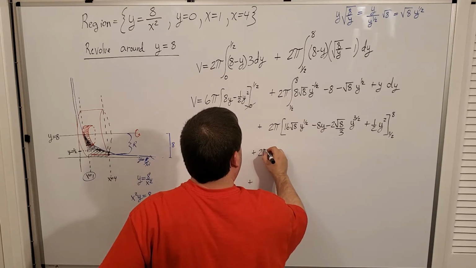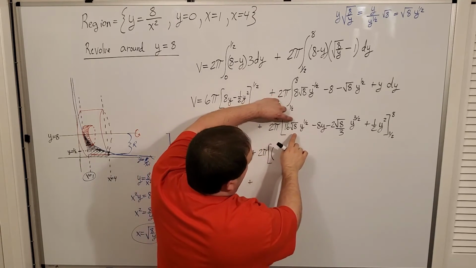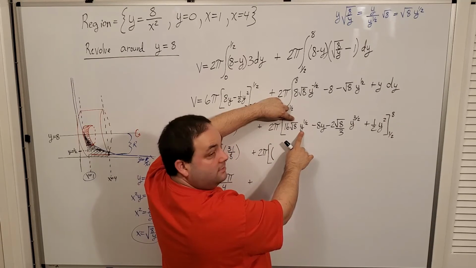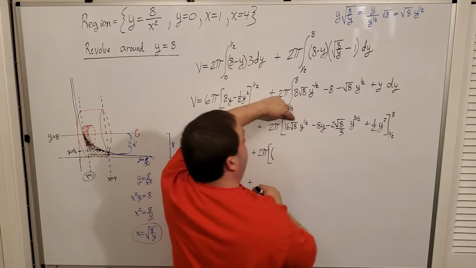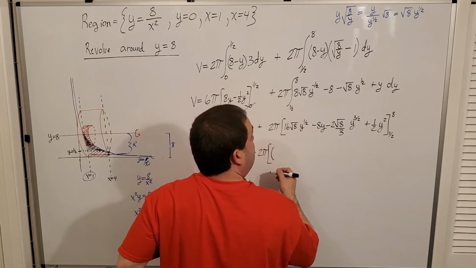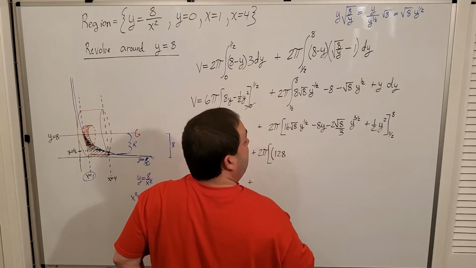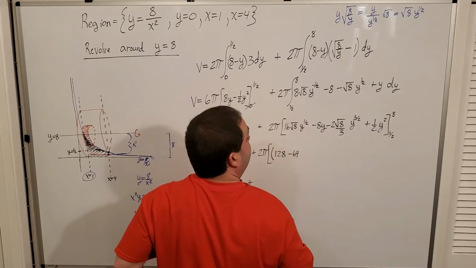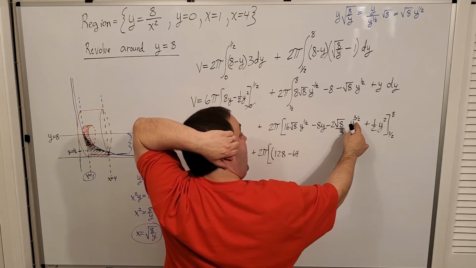2 pi. I'm going to have square root of 8 times square root of 8, right? That's going to be 8 times 16. That's 64 times 2 is 128. Next, 8 times 8, that's minus 64. Next, 8 to the 3/2.